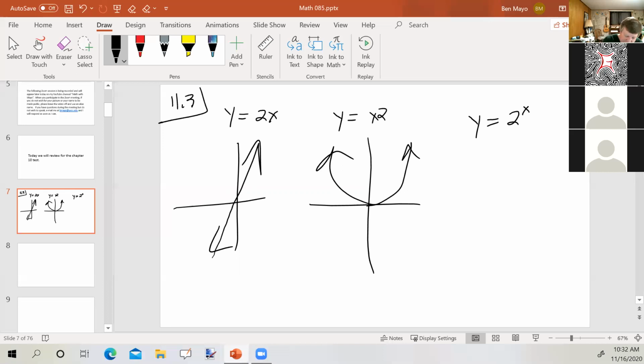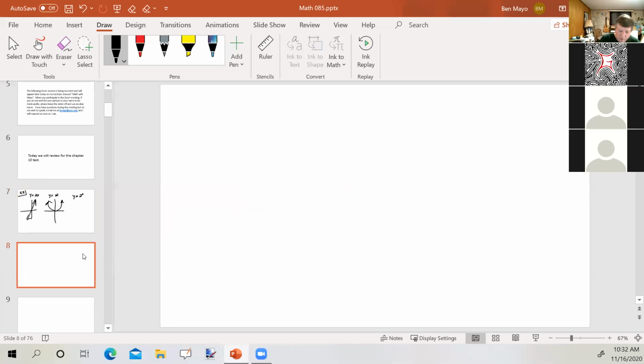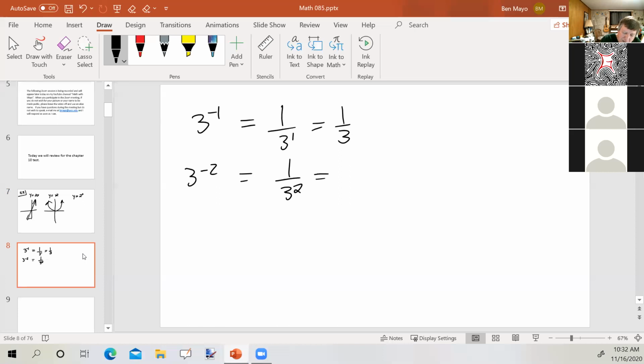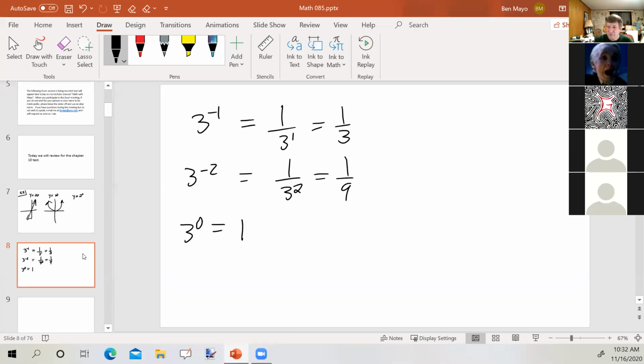Before we get into graphing some more, I want to remind you of a couple of details. Let's say we have 3 to the -1 power, and we want to rewrite that with a positive exponent. That would be 1 over 3 to the 1 power, or 1/3. Let's say we had 3 to the -2 power. That would be 1 over 3 to the +2 power, or 1/9. Let's say we had 3 to the 0 power. What is anything other than 0 raised to the 0 power? It's 1. Sorry. Any questions about that?